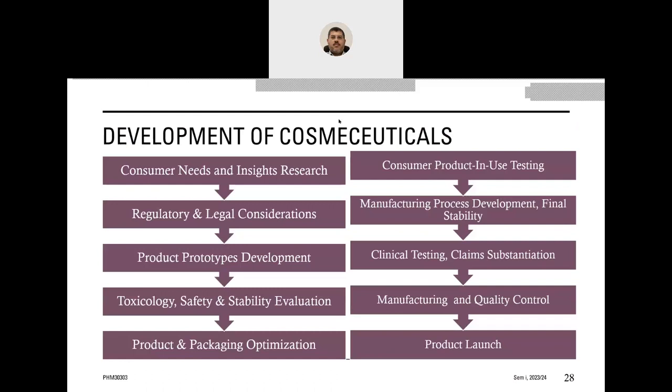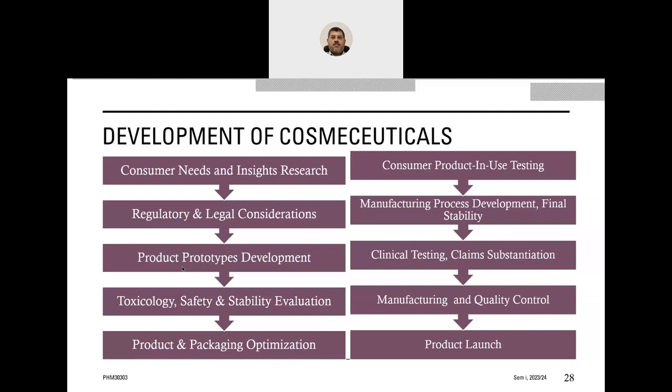So now let's talk about the development of cosmeceuticals, and we start from left to right. Usually it starts with consumer needs and insights research. So we do research: what does the consumer need? Based on this, we develop the product. You have to look for regulatory and legal considerations, and what the permissible ingredients to be used are, at which levels, what active ingredient can be used at which levels, and so on. And then we start to develop the product. The first formulation we develop, we call it a prototype. The prototype is the initial formulation that will still be evaluated and may be improved to get the final formulation.